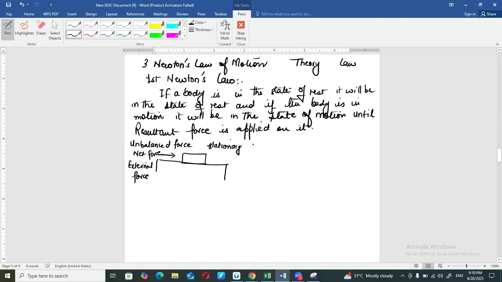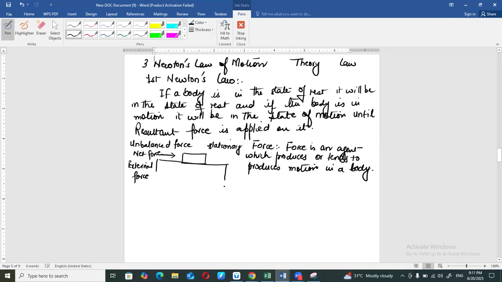So basically from here, we got a definition of a force: force is an agent which produces or tends to produce motion in a body. This is the first part.